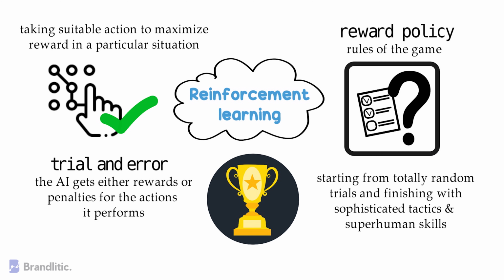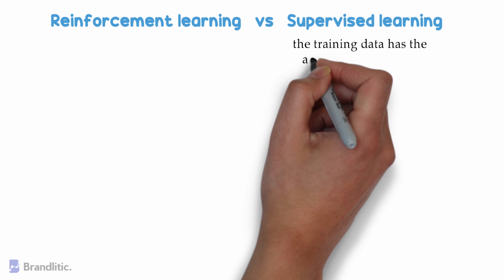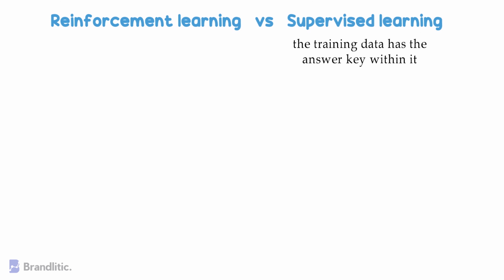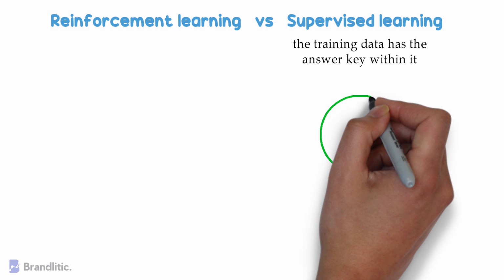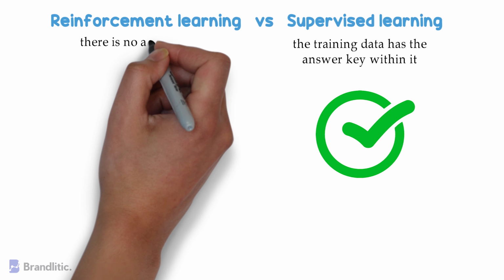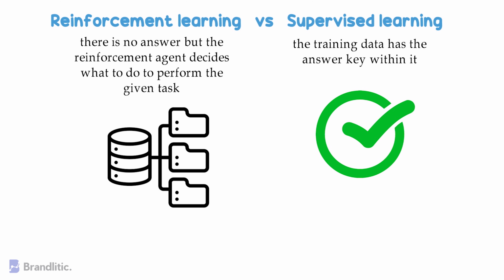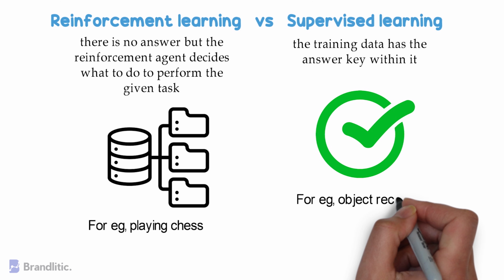Further, it's worth noting that reinforcement learning differs from supervised learning in that in supervised learning, the training data has the answer key within it. So the model is trained with the correct answer itself. Whereas in reinforcement learning, there is no such answer, but the reinforcement agent decides what to do to perform the given task. And in the absence of such a training dataset, it is bound to learn from its experience. A perfect example of reinforcement learning is training a bot to play a chess game, while for supervised learning it is object recognition.